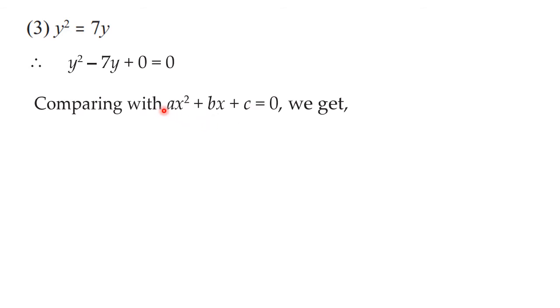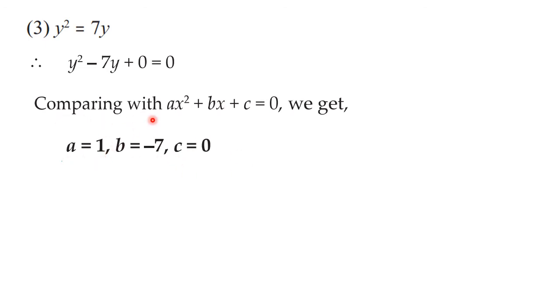So after comparing with this, what you can find is that here no number is seen. That means the value of a is 1. The value of b is minus 7. And the value of c is 0. So we can write down a is equal to 1, b is equal to minus 7 and c is equal to 0. This is a very easy question, only one step you need to write here. But you need to write the comparing statement, because they have given in the question to compare with standard form and then write down the values.